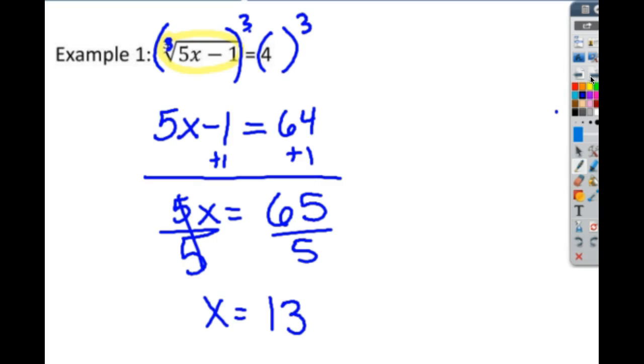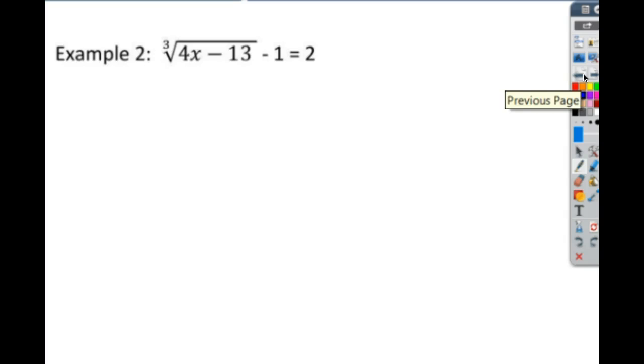But this is what we have in the third power. The domain is negative infinity to positive infinity. There's no restrictions. All that to say, checking is nice, but it's not required when you raise something to the third power. Checking is required when you raise something to the second power. It's not required when you raise something to the third power.